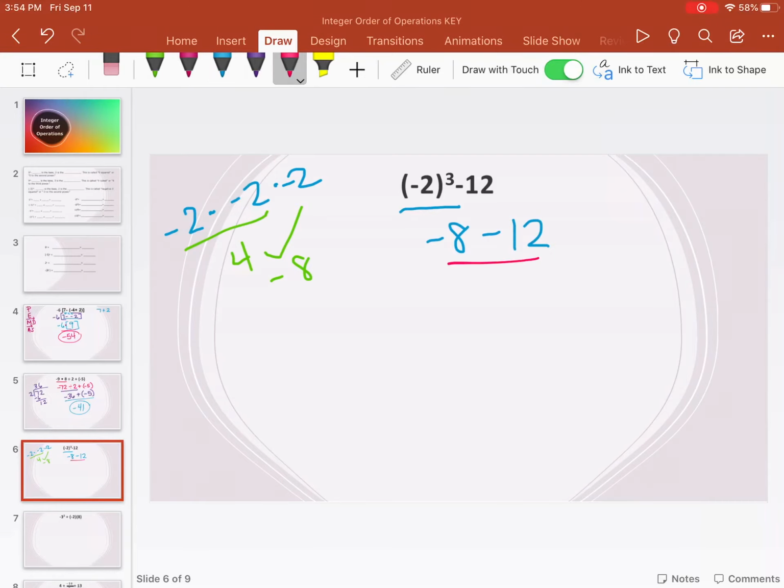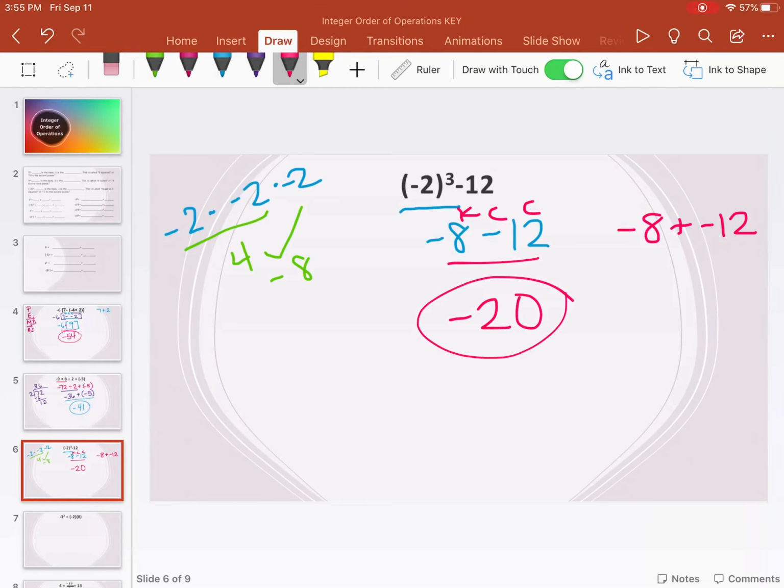Then I'm going to do the subtraction. It's a subtraction problem, so keep, change. This is really -8 plus -12. They're the same signs now, so add and keep. So 8 plus 12 is 20. They're negative, so -20.